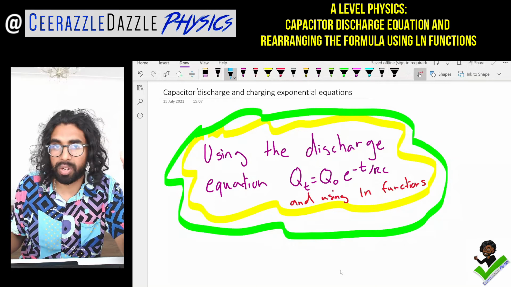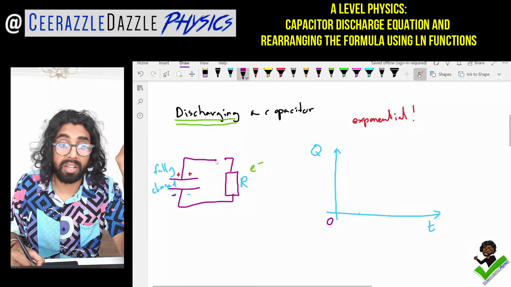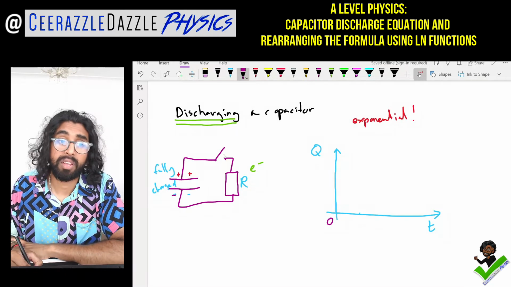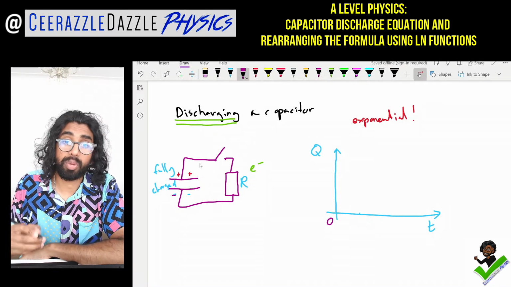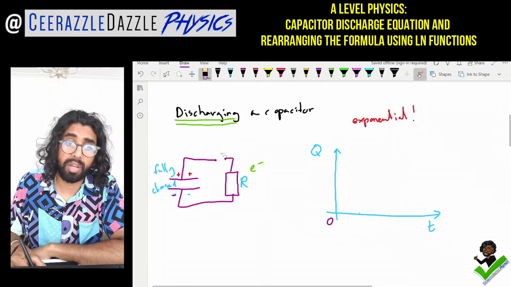Right, so let's just have a quick recap before we move on. Here I have a simple circuit on the left-hand side. It is a capacitor and a resistor with a switch separating them. Right now they're not connected, the switch is not on. But the question is the following. What happens if I was to hit the switch? If I was to hit the switch over here, what's going to happen?